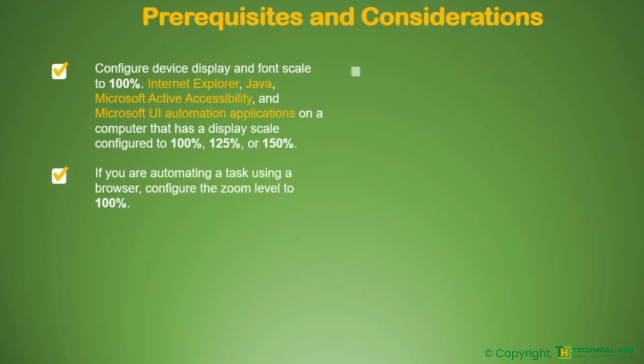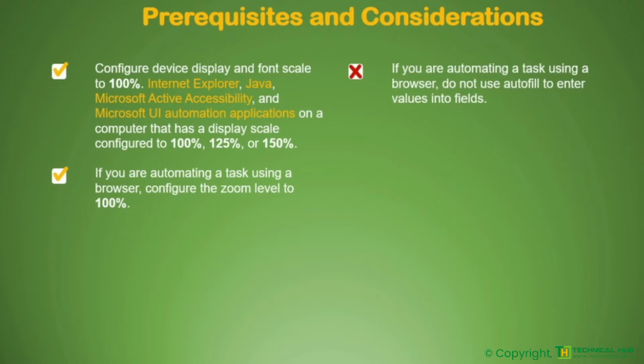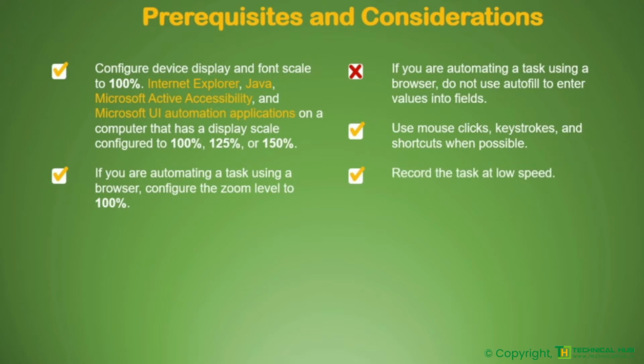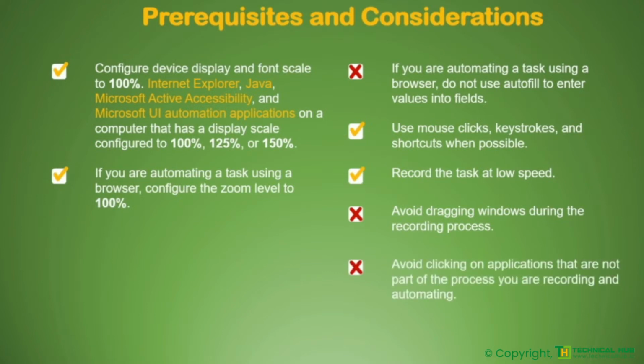Considerations when recording a task. If you are automating a task using a browser, do not use autofill to enter values into fields. Use mouse clicks, keystrokes, and shortcuts when possible. Record the task at a low speed. Avoid dragging windows during the recording process. Avoid clicking on applications that are not part of the process you are recording and automating.